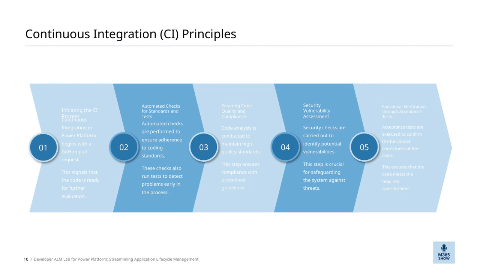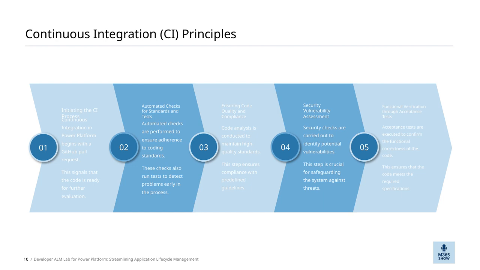Next, security checks are integrated into the CI process. These scans look for potential vulnerabilities or weaknesses in the code. Identifying security issues early allows us to address them promptly, safeguarding our system against possible threats. Finally, acceptance tests are executed to confirm that the code functions as expected. These tests validate that the new changes meet the specified requirements and work correctly within the application.